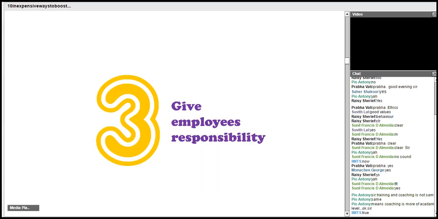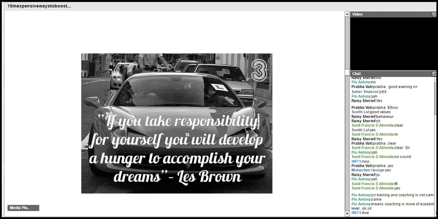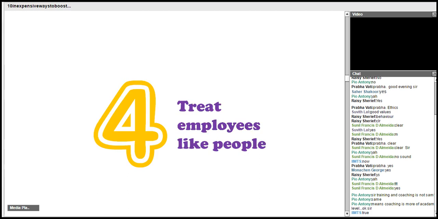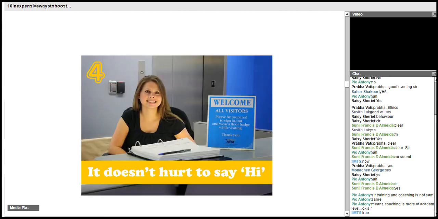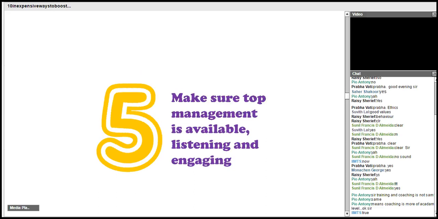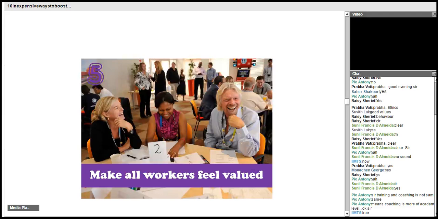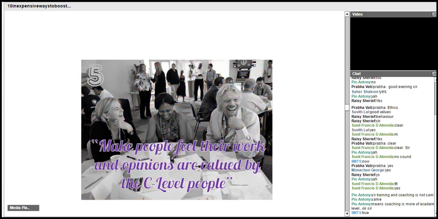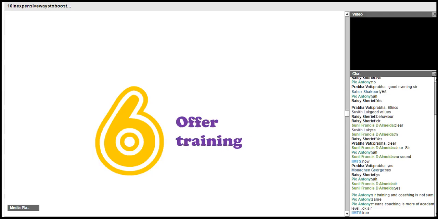Third, give employees responsibility. Let employees take the wheel. If you take responsibility for yourself, you will develop a hunger to accomplish your dreams. Fourth, treat employees like people. It does not hurt to say hi. The fastest way to kill morale is to treat an employee like a resource. Then 5, make sure top management is available, listening and engaging. Make all workers feel valued. Make people feel their work and opinions are valued by the C-level people.